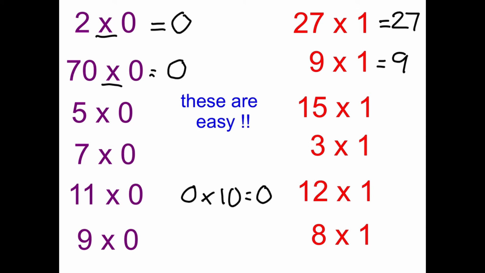It doesn't matter which side the times 1 is or which side the times 0 is. These ones will always be 0 and these ones will always be the same as the other number. What about if you had 1 times 1? What would that be then? So write those neatly in your book.